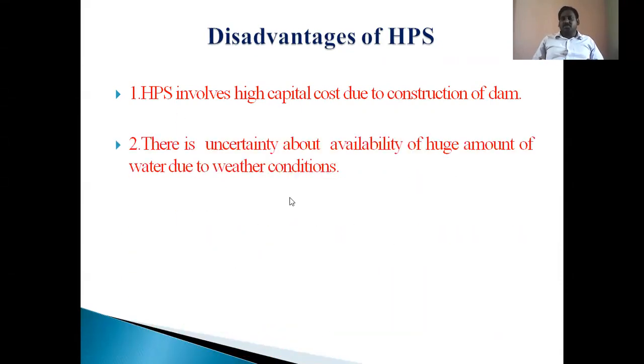Next one is, for the hydroelectric power station, water is required. This water is an uncertain component. That means the availability of water is not constant, and can vary with the weather conditions. That's why more calculations are required for the power generation depending upon the availability of water in the reservoir.